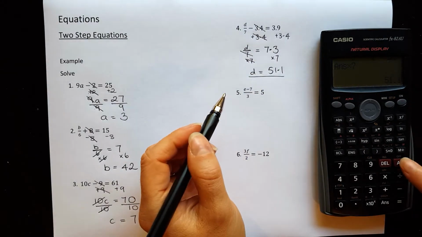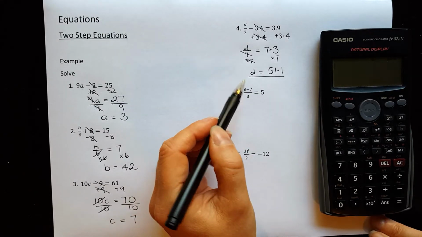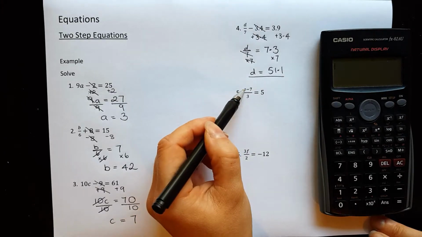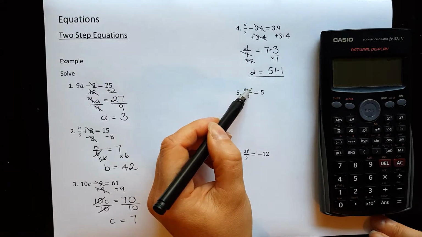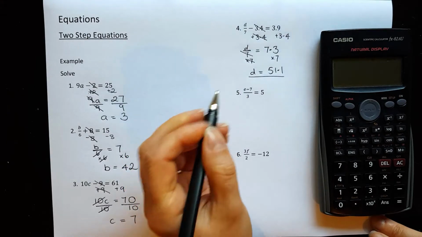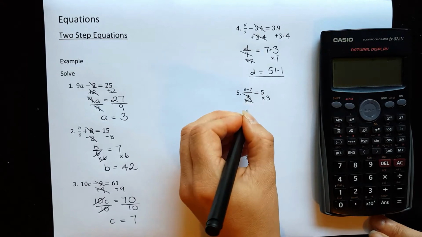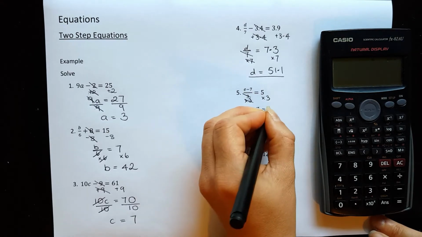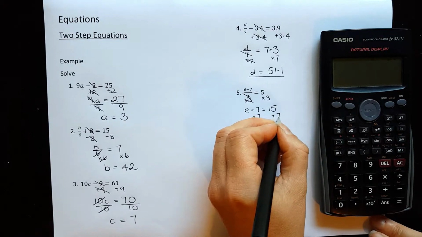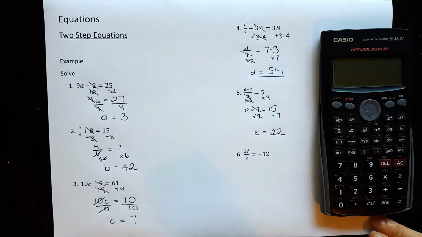Question 5. e minus 7 all over 3 is equal to 5. Now, we actually have to do this 3 first because when building this expression, e, take away the 7, is all going to be divided by 3. So this must go first. So times the 3 to both sides. e minus 7 is equal to 15. Then we need to add 7. That gets rid of that. e is equal to 22.